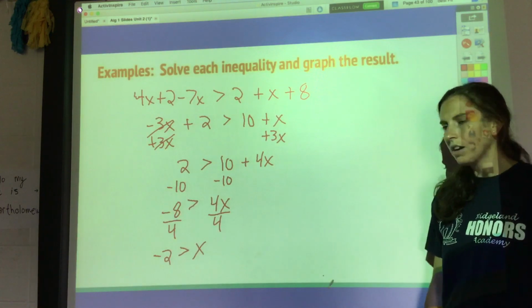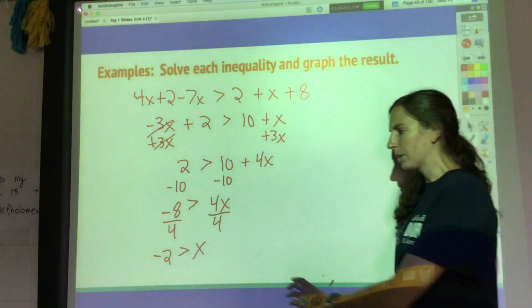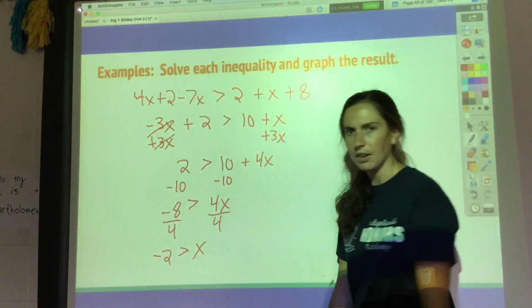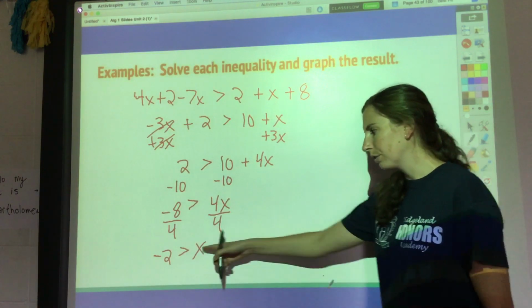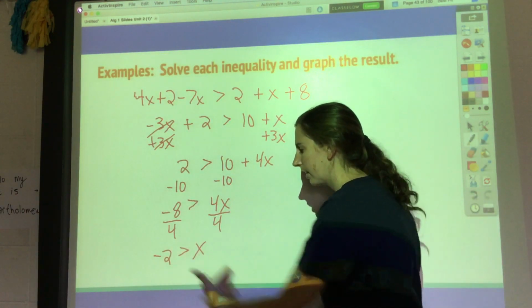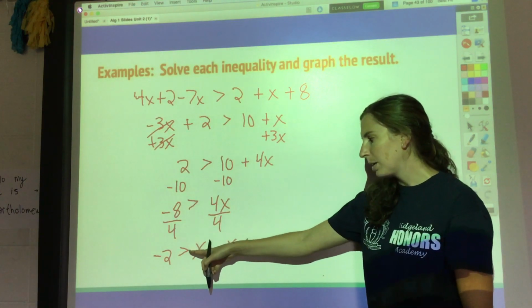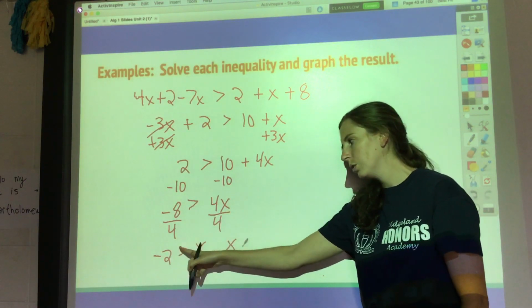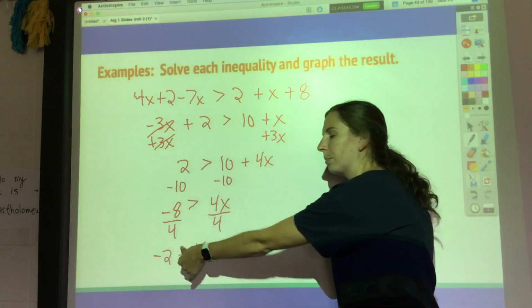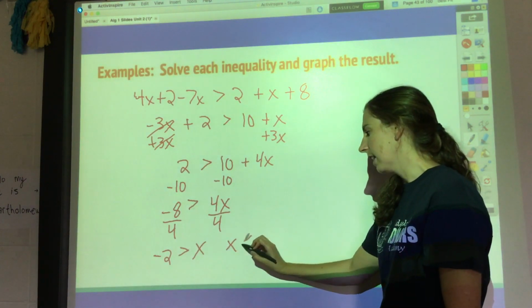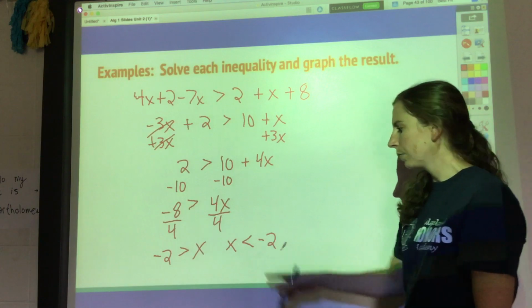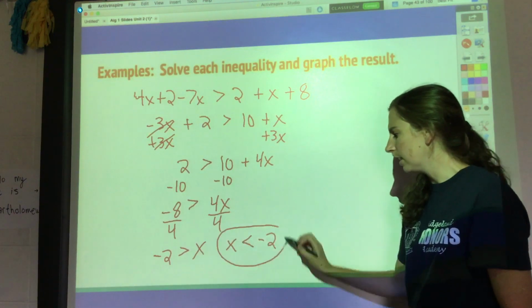This is the answer, but it looks a little nicer, like I mentioned before, if you have the variable on the left-hand side. So if you want to rewrite this and flip the entire thing, it would be x, and x is supposed to be on the smaller side, -2 is on the bigger side, so you basically have to flip the sign. So x is less than -2. Either of these are fine. I'm going to go with this though.